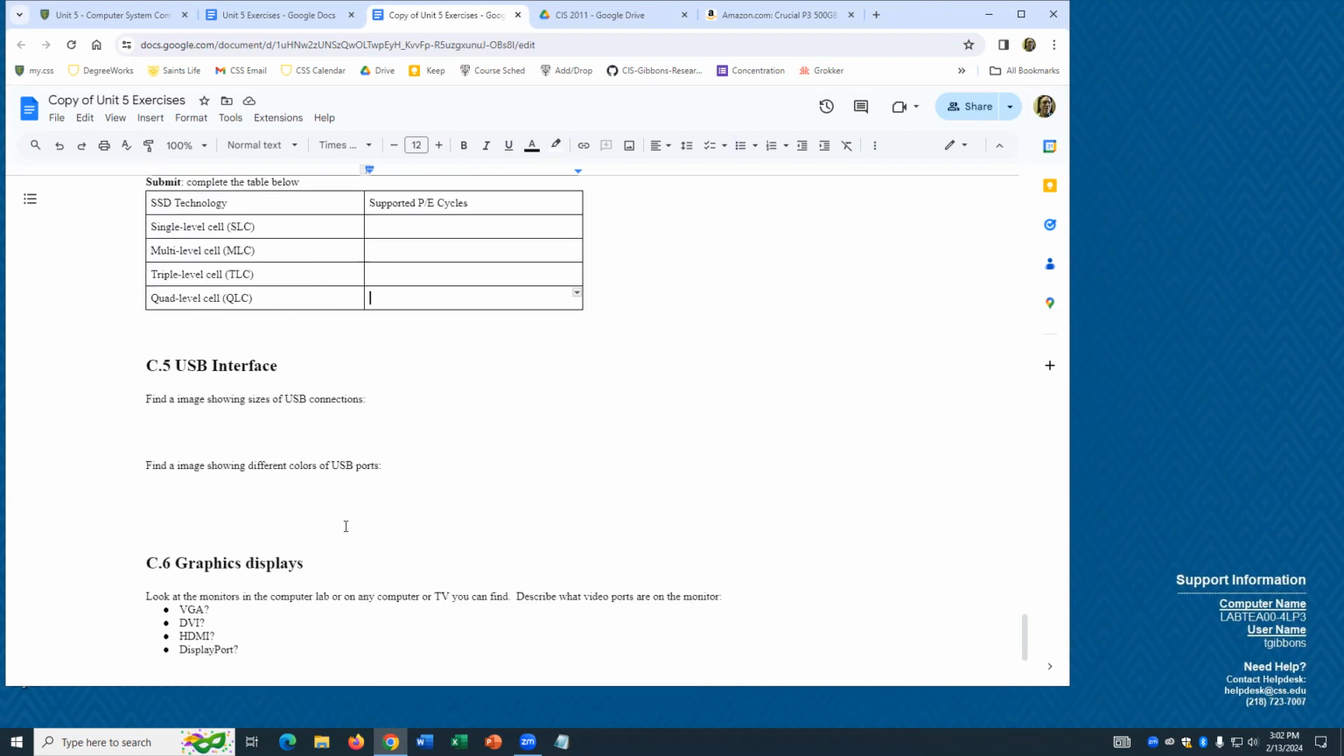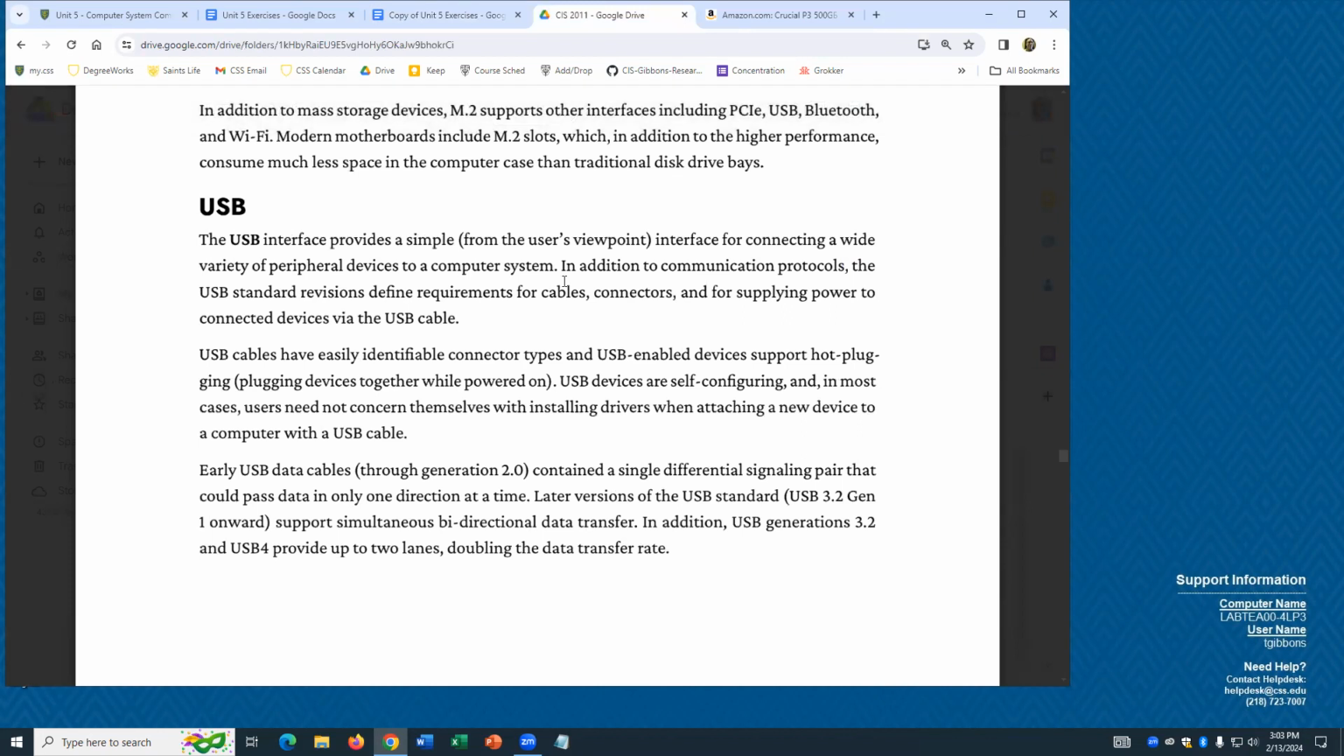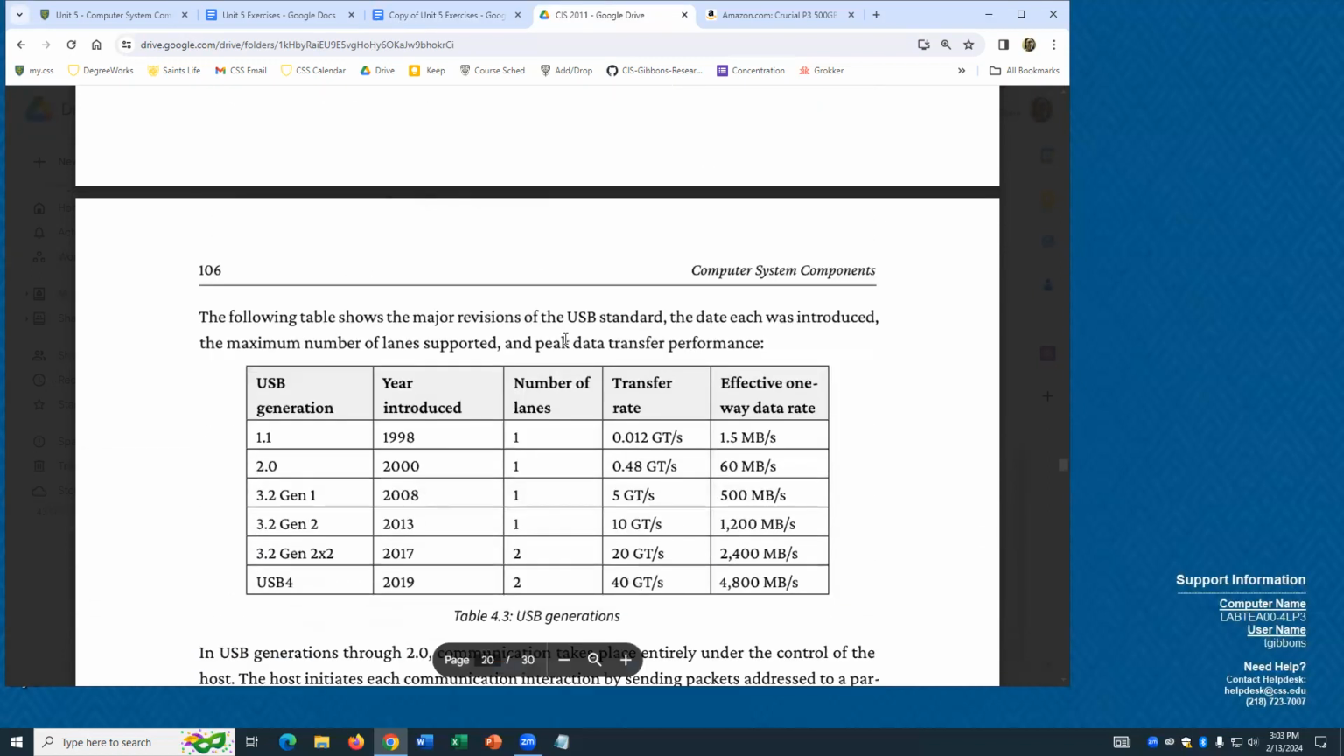We'll talk about two other connections then. Let's do USB. Let's do the textbook USB. So USB is probably the connector you've used the most, because again, phones, tablets, computers are all using USB right now, and it's the standard connection for lots of things.